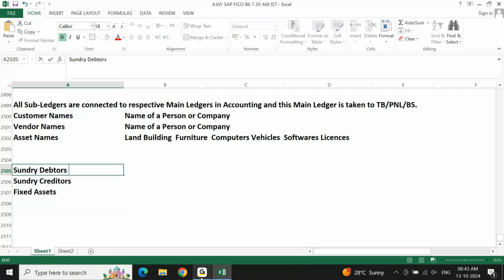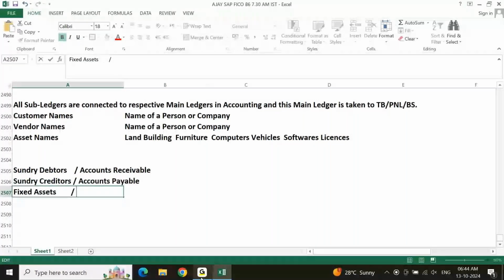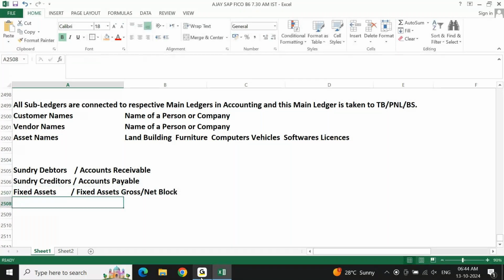Now, sundry debtor, or you can also call it as accounts receivable. This also somebody heard? Yes, sir. Right? Sundry creditor or accounts payable. Fixed assets, this is only fixed assets only. No other name for it. This is fixed asset or fixed asset gross net block. Okay, these are the names that we will be using.